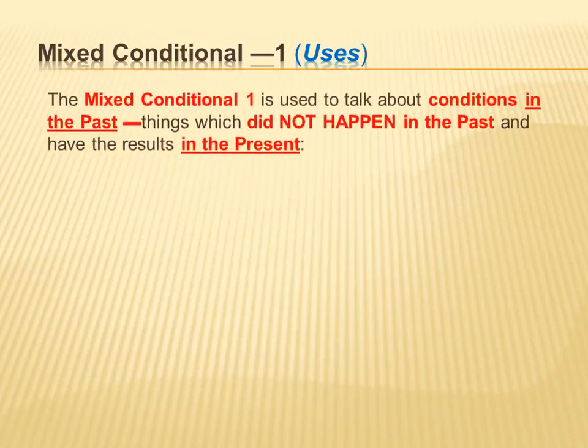Dear everyone, this is the definition of how to use mixed conditional one. The mixed conditional one is used to talk about the conditions in the past, things which did not happen in the past, and it has a result in the present day. It means that we use it to talk about a condition or something in the past, but that thing that we talk about did not happen in the past, and we have the result in the present day.